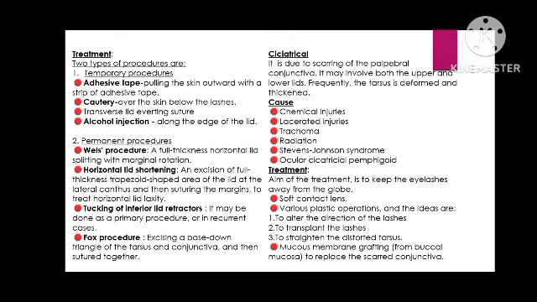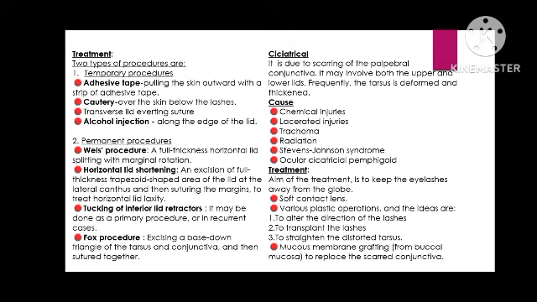Wies procedure is a full-thickness horizontal lid splitting with marginal rotation. Horizontal lid shortening is an excision of a full-thickness trapezoid-shaped area of the lid at the lateral canthus, and then suturing the margins to treat the horizontal lid laxity, and tucking of the inferior lid retractors. It may be done in a primary procedure or a recurrent case. And the fourth procedure is excision of a base-down triangle of tarsus and conjunctiva and then suturing together.